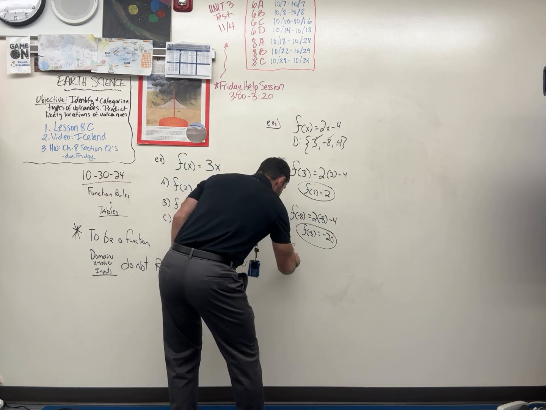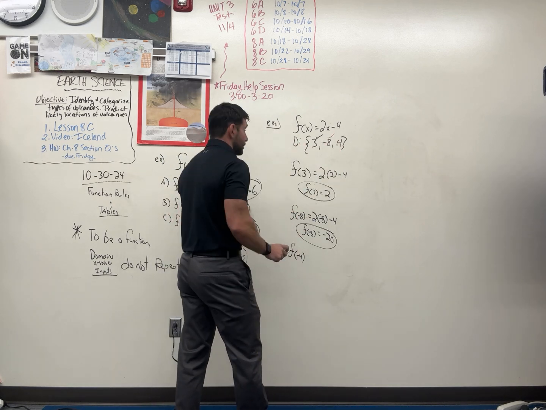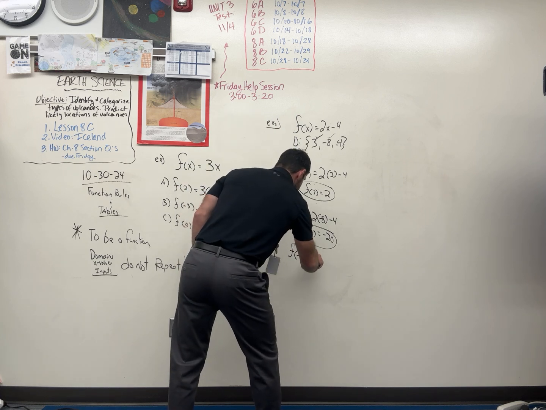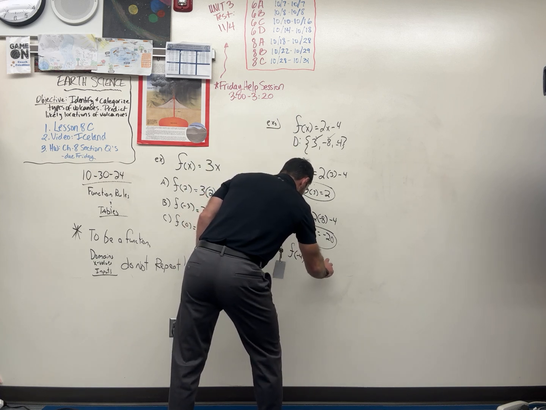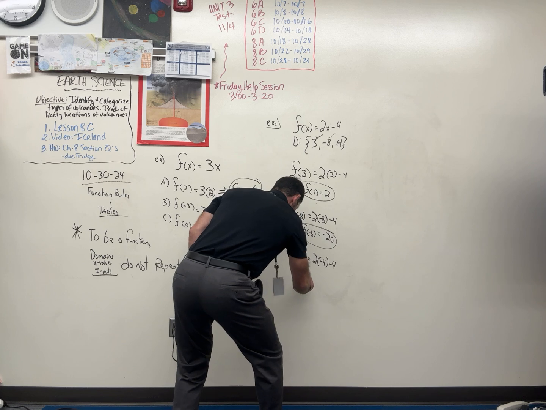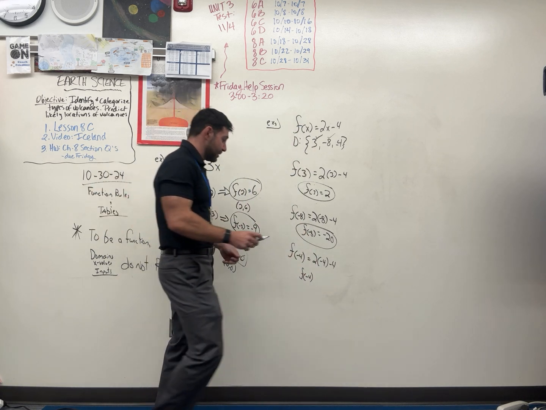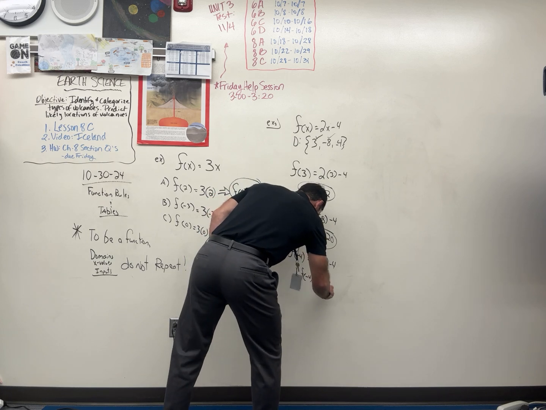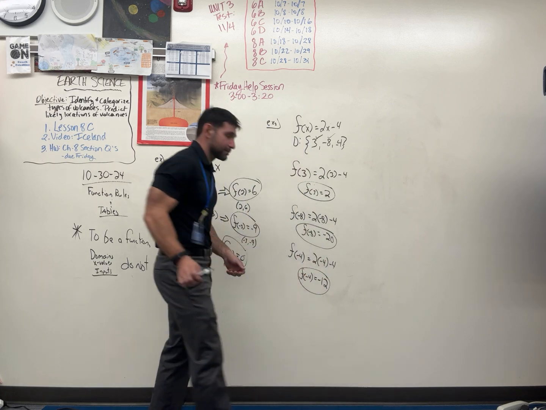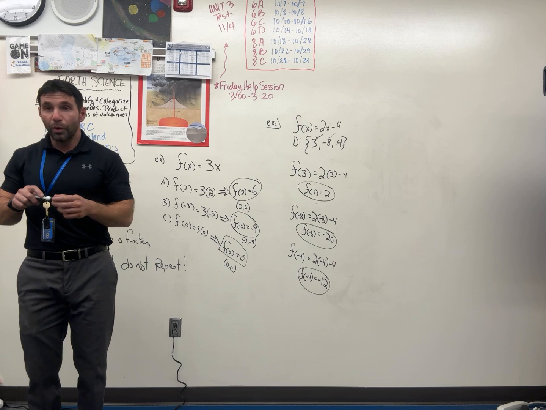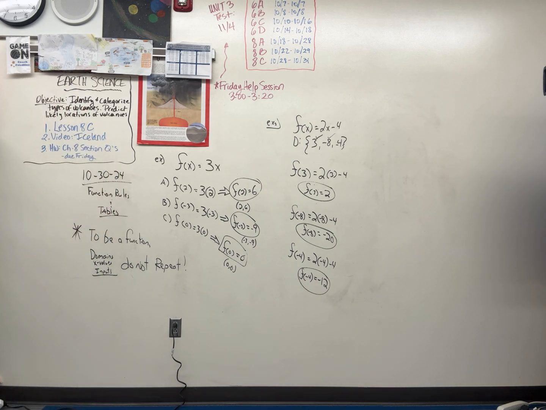So the last one would be f of -4 equals 2 times -4 minus 4. So again, you can plug this into your calculator. 2 times -4 is -8, minus 4 is -12. What questions do we have? Anybody?